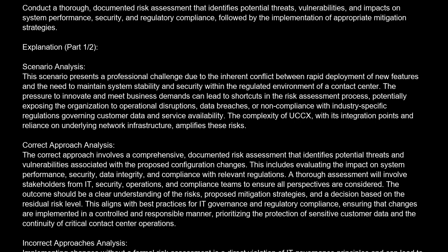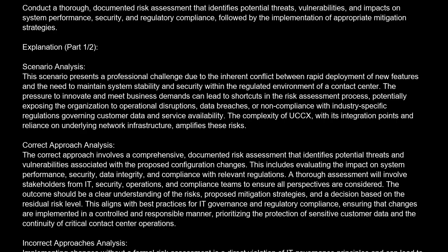Explanation. Scenario analysis. This scenario presents a professional challenge due to the inherent conflict between rapid deployment of new features and the need to maintain system stability and security within the regulated environment of a contact center. The pressure to innovate and meet business demands can lead to shortcuts in the risk assessment process, potentially exposing the organization to operational disruptions, data breaches, or non-compliance with industry-specific regulations governing customer data and service availability. The complexity of UCCX, with its integration points and reliance on underlying network infrastructure, amplifies these risks.